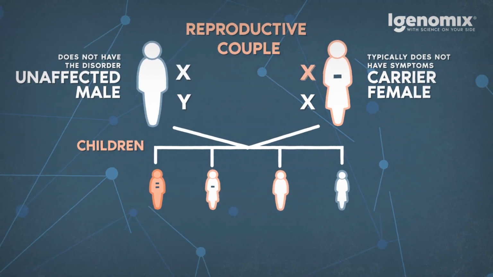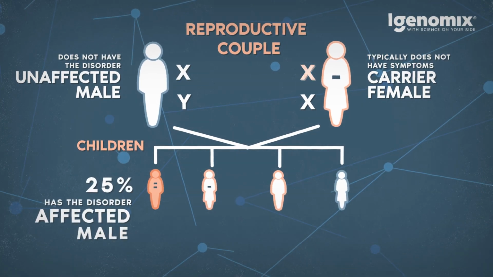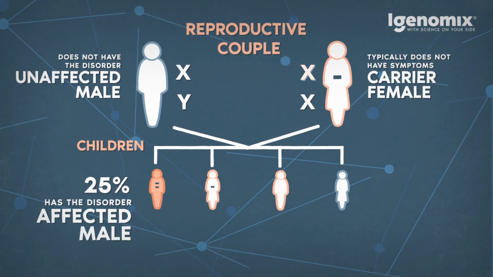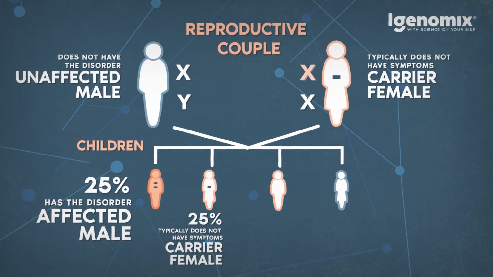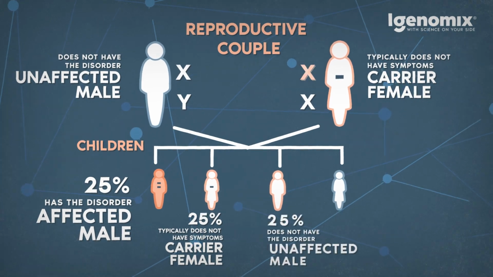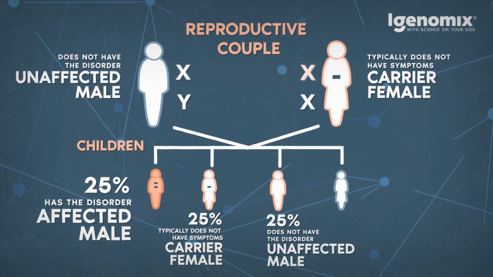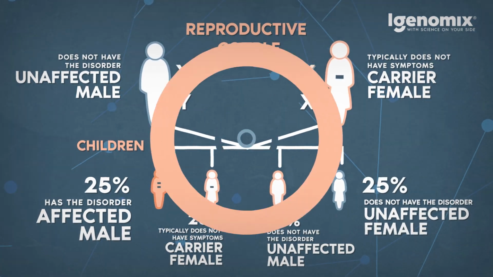If a female carrier of an X-linked disorder has children, she will have a 25% chance to have a son affected with the disorder, a 25% chance to have a female carrier who, depending on the disorder, may or may not experience symptoms, a 25% chance to have an unaffected son, and a 25% chance to have an unaffected daughter.